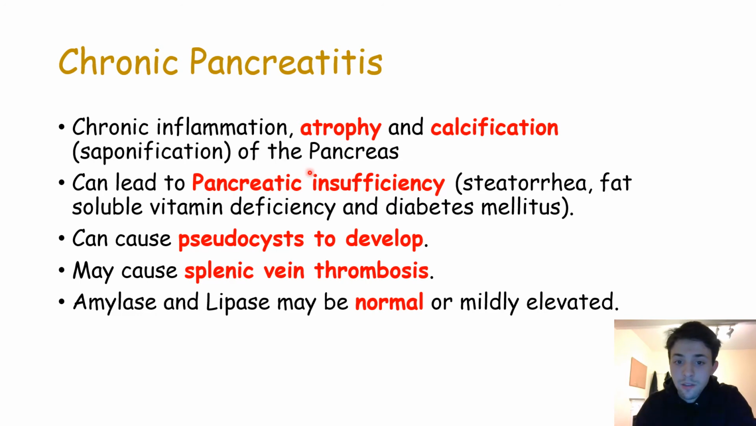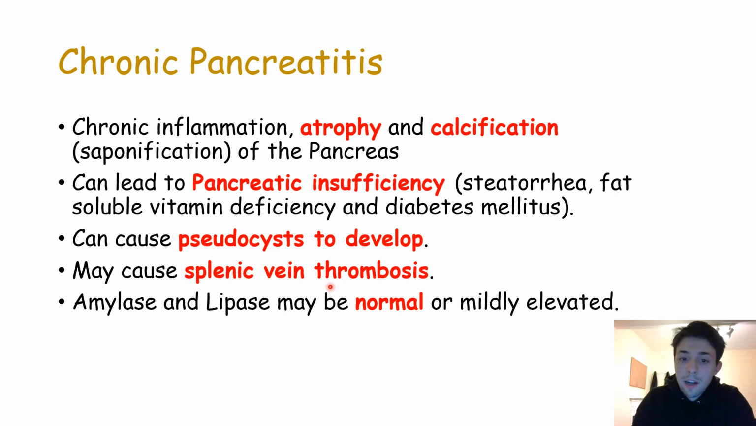Again, it's pancreatic insufficiency. Your pancreas, because of extensive damage, is not being able to work as well. It can cause pseudocysts to develop. We'll talk more about these later. It may also cause, this is what I found very interesting, splenic vein thrombosis. This is slightly more rare, but because of the location of the pancreas, this inflammation can cause thrombosis in the splenic vein, and this can eventually even lead to stomach and esophageal varices, which, as we know, is a formula for disaster. So definitely watch out for that.